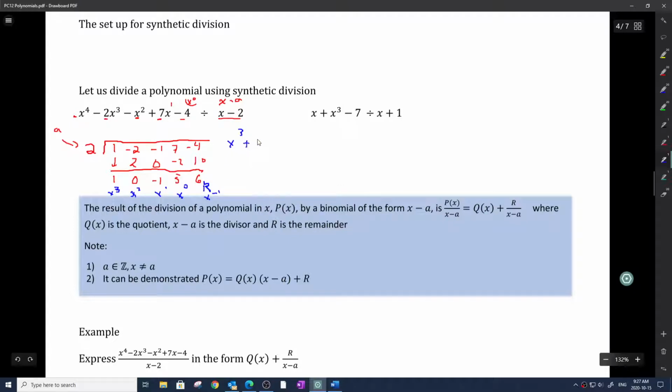Plus 0x squared. Now we don't have to write 0x squared, but I'm going to: minus 1x plus 5 with a remainder of 6. Or x to the power of 3 minus x plus 5 with a remainder of 6. That does seem like magic. I agree.